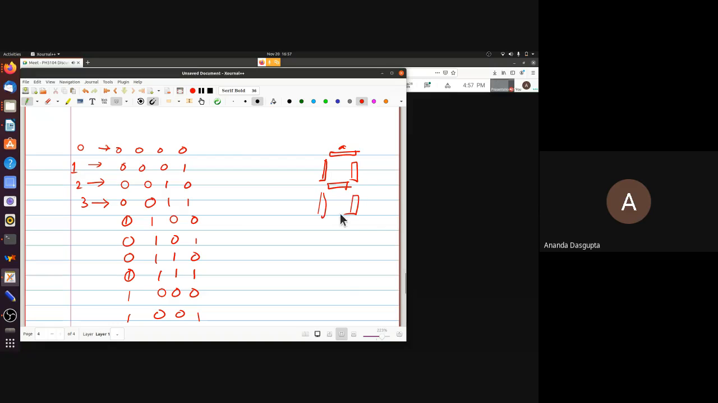These are the 7 segments, just for your visual imagination. When the input is 0, will A light up? Yes or no? Yes, sir. Yes. So if you're looking for A, this is going to be 1.